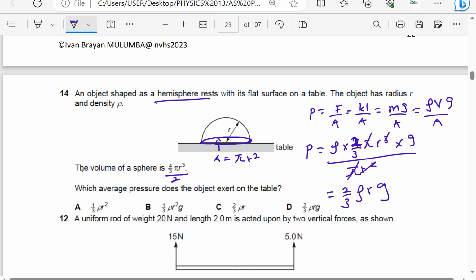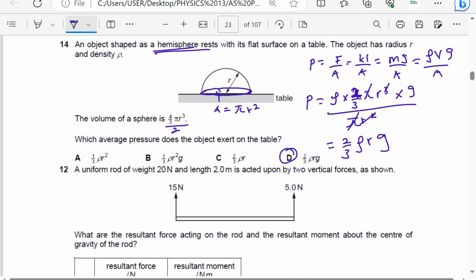2 over 3 times density times r times g. So the answer will be D. Since it is a hemisphere, it is half a sphere, so I divide the volume by 2. So that is 2 over 3 pi r cubed. Okay, the answer is D.